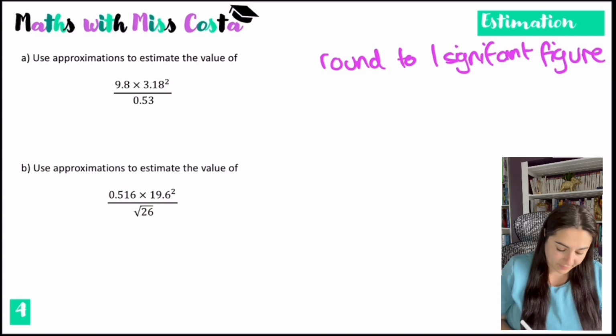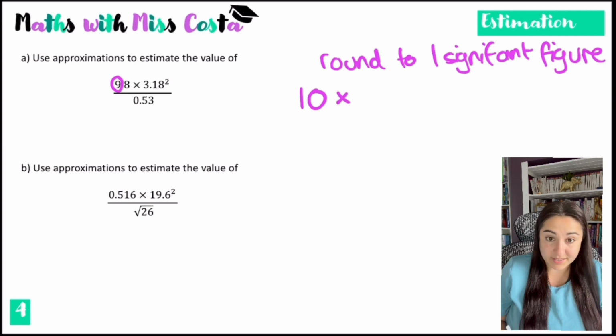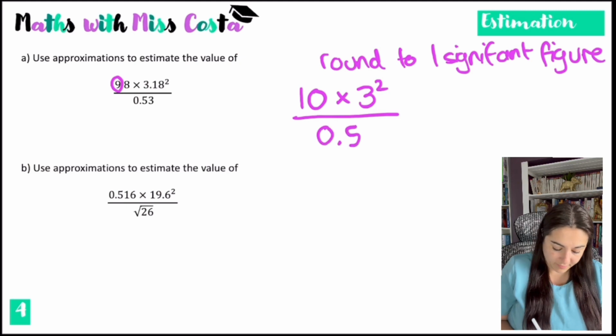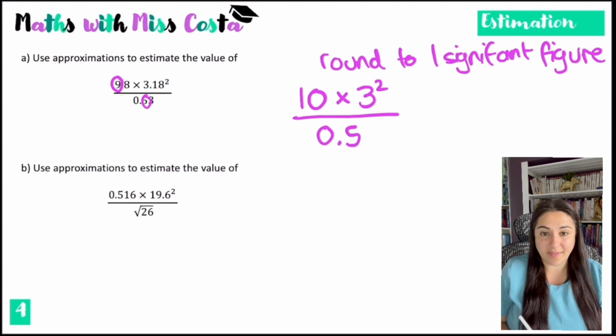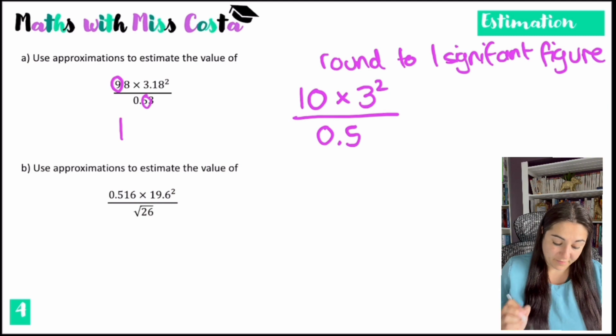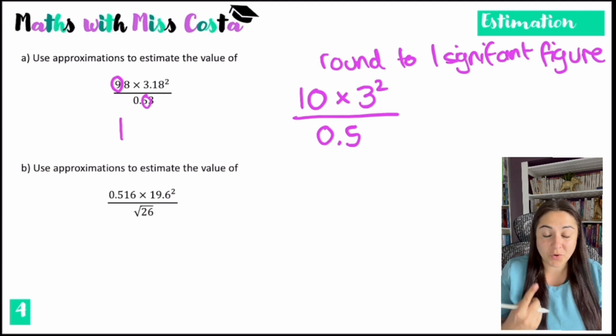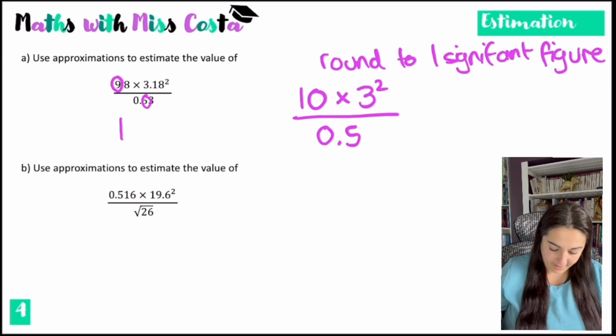9.8 to one significant figure. The first significant figure is 9, so I would round that to 10. 3.18 squared, that would round to 3, so that would be 3 squared, and 0.53, that would round to 0.5. A lot of people tend to round that to 1, but the first significant figure is the first non-zero digit. Okay, so you circle that and you round that.